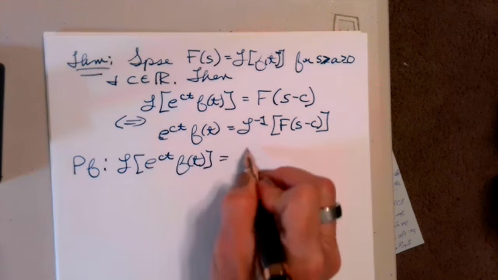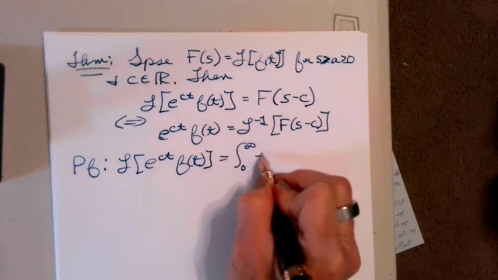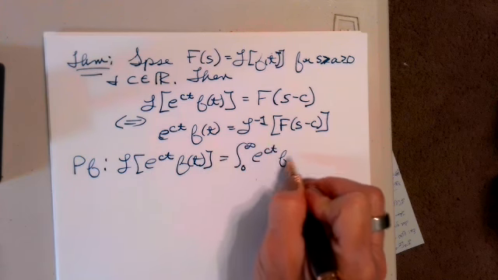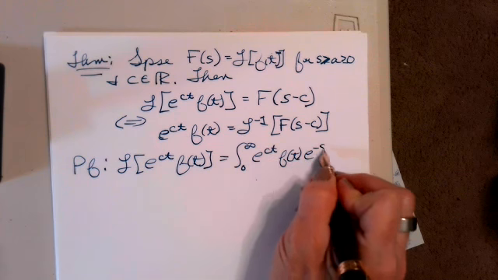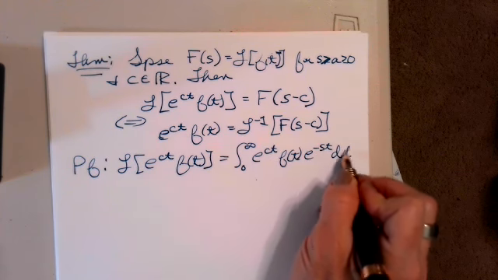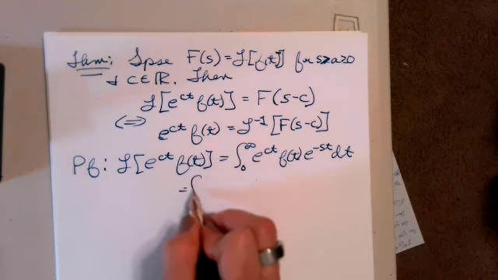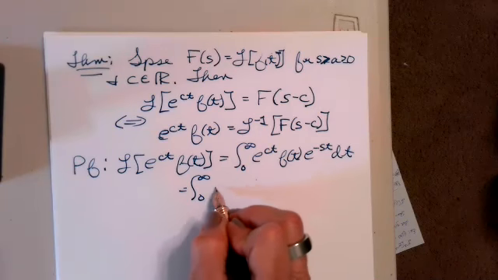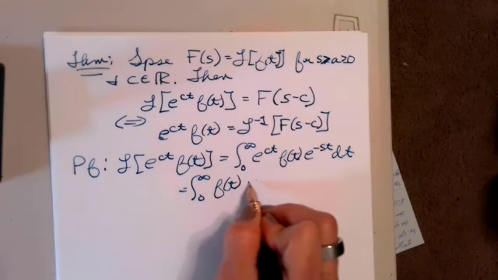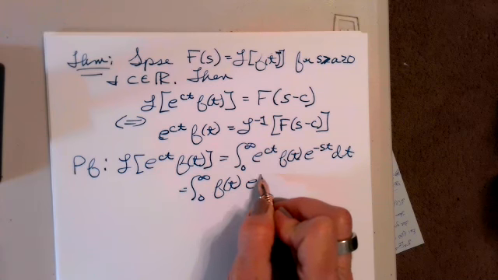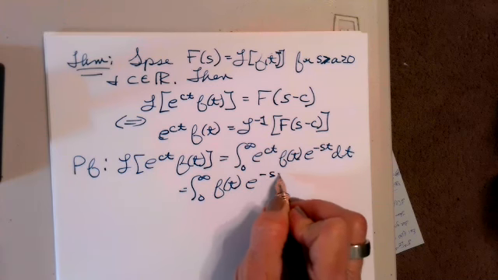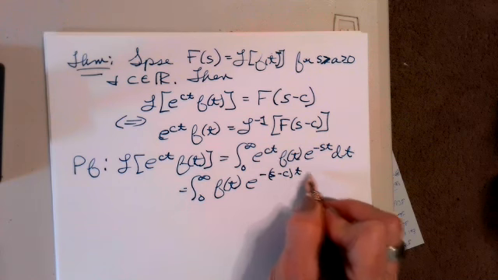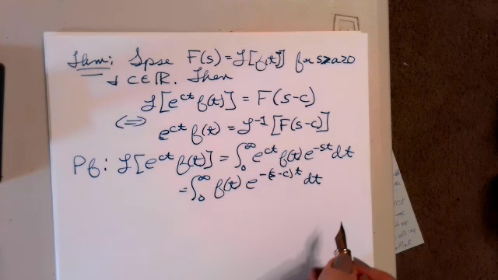Okay, so when we do this, this is the integral from 0 to infinity of e to the ct f of t times e to the minus st dt. So this is the integral from 0 to infinity f of t e to the minus (s minus c) times t dt.